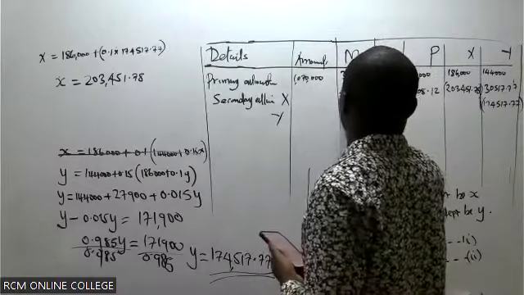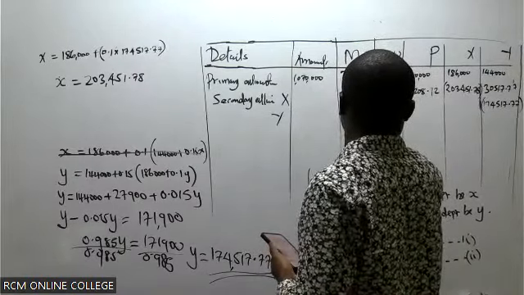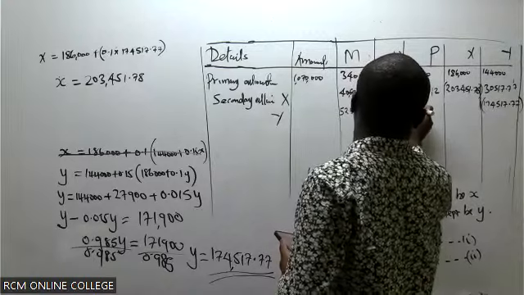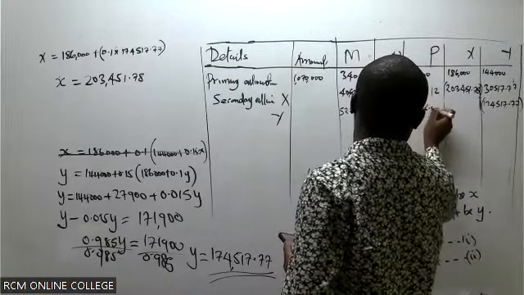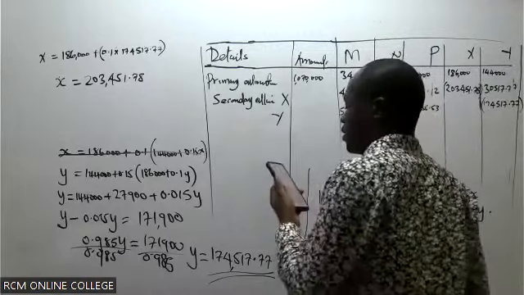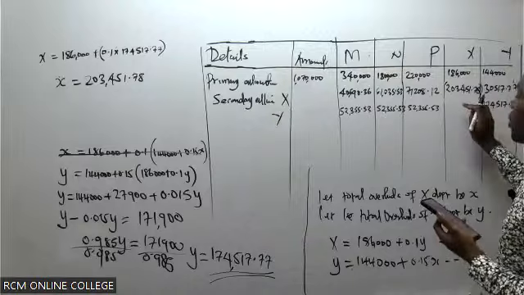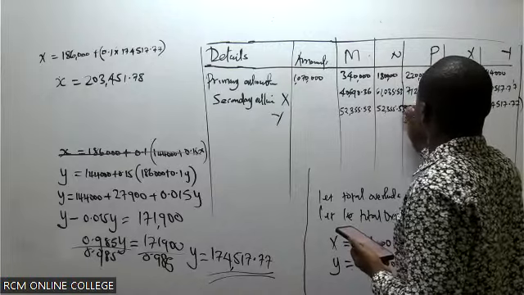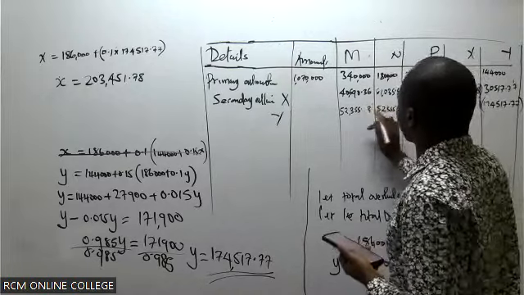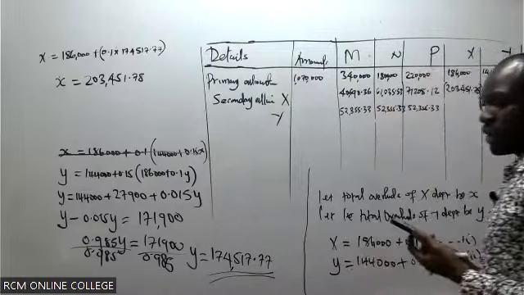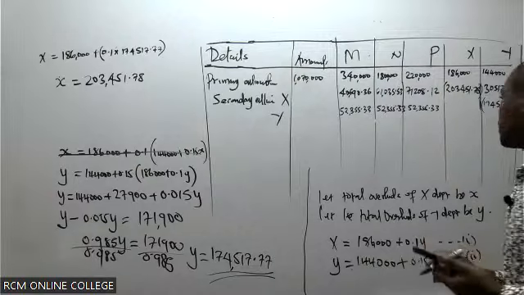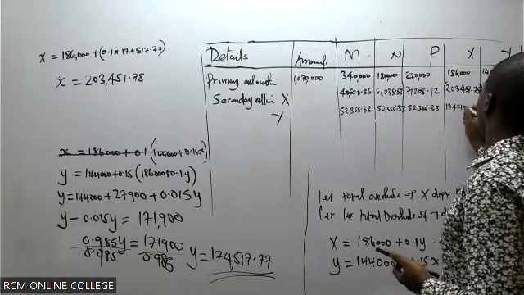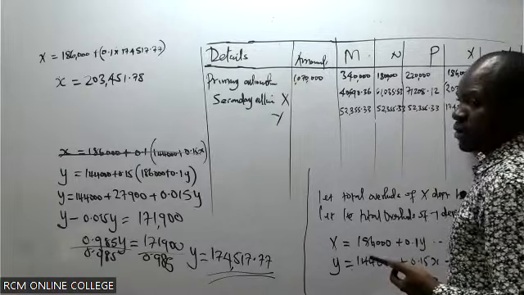52,355.53. Then about 0.53 or 33, 0.33. Then here, 10% of that, 17,451. Ndio hii, 17,451.78.